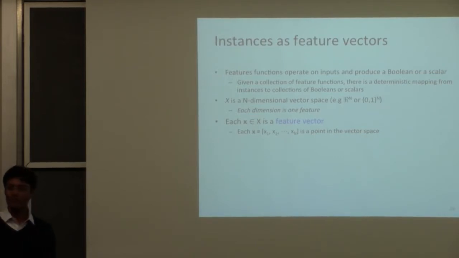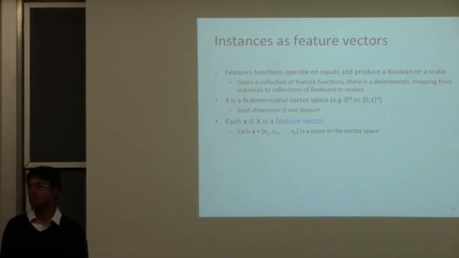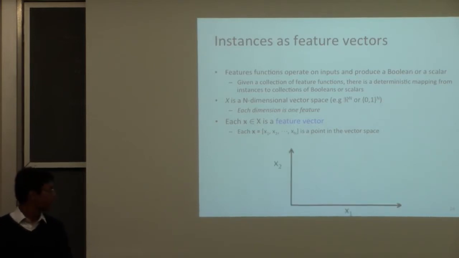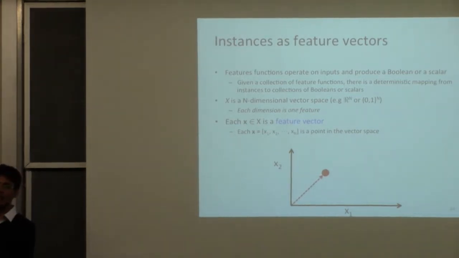From a geometric perspective, and this is often very important to think about, I just want to remind you that a vector is a point in the vector space. It's a point in n-dimensional space. I can't draw n-dimensional spaces, so I have just drawn 2 dimensions. So every example, through these functions, gets mapped into an n-dimensional space.